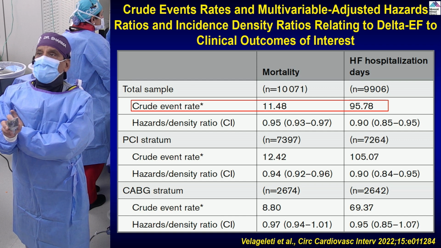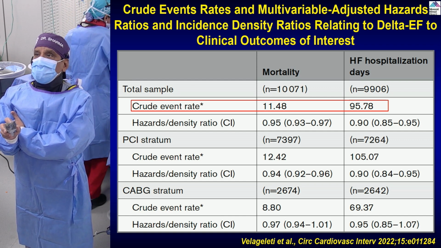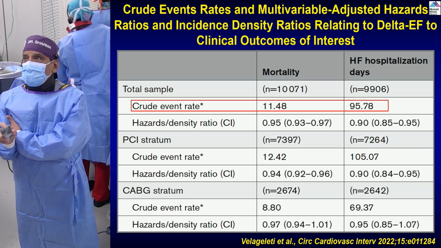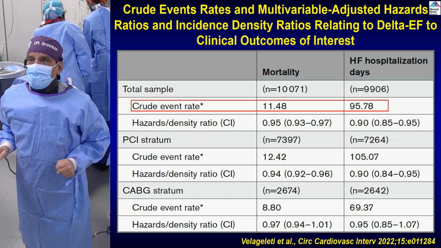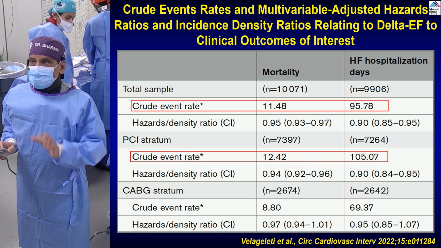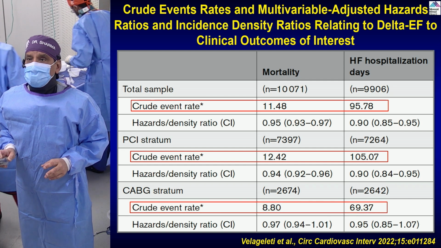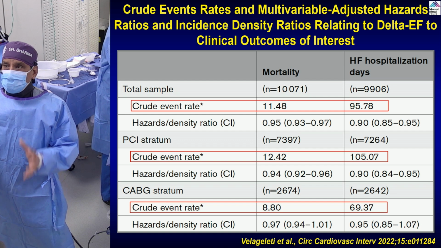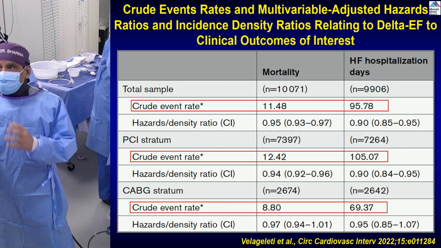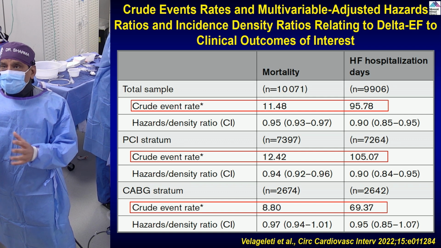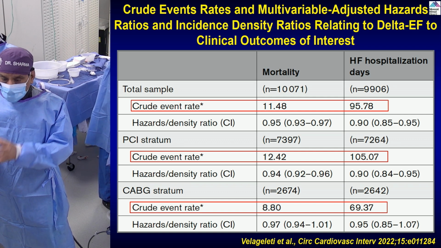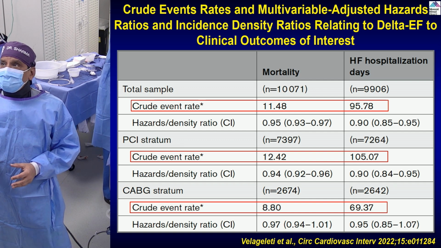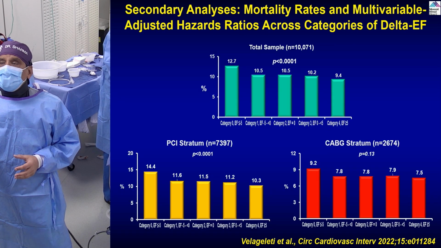So basically, overall, the mortality crude event rate was 11.48%, and heart failure hospitalization days were 96 days in the entire group. Now, if you take it to the PCI group, this was 12 versus 105, and in the CABG group was 8.8 versus 69. So basically, both have improvement, as I said, in ejection fraction, but these are the follow-up. Now we wanted to see whether there was any impact of improvement in EF with these PCI, on mortality or heart failure hospitalization in both the groups. So this is very interesting.